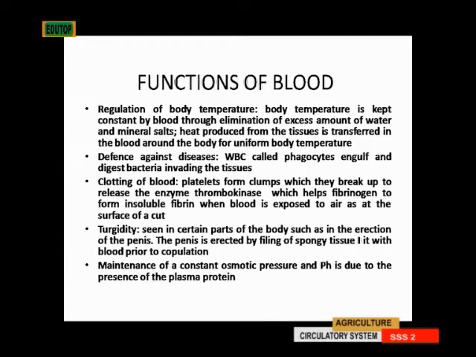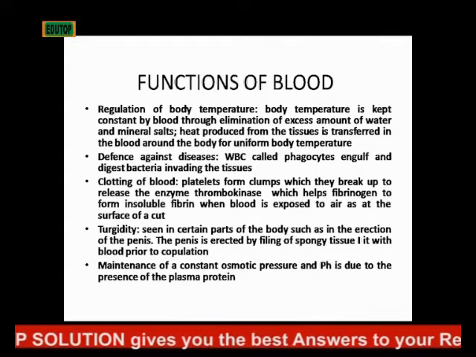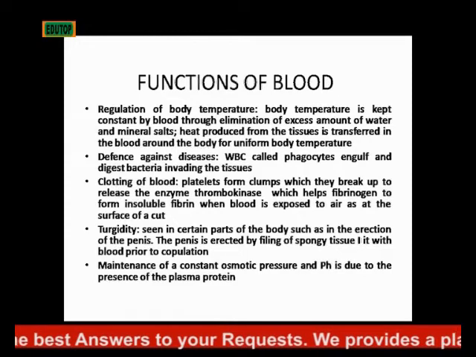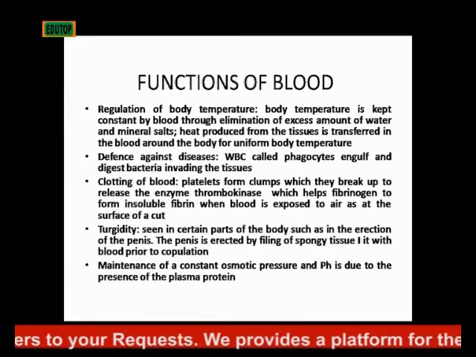Then the blood also defends the body against diseases, especially the white blood cells do that. They are called phagocytes. They engulf and digest bacteria invading the tissue. Another function of the blood is clotting. And the platelets are the ones that are responsible for this. They form clumps, which they break up to release an enzyme called thrombokinase, which helps fibrinogen to form insoluble fibrin when blood is exposed to air, as at the surface of a cut. You know, if you have had cuts before, you discover that blood comes out.